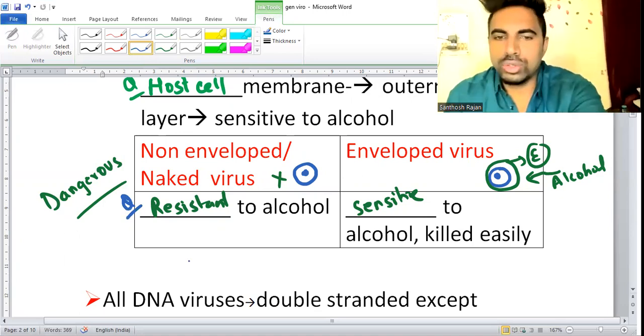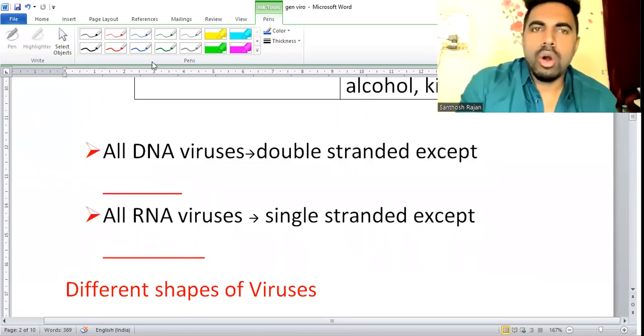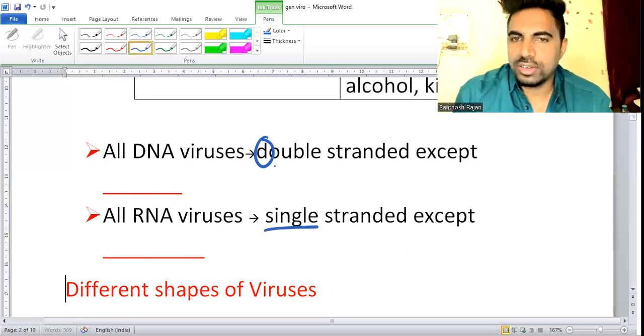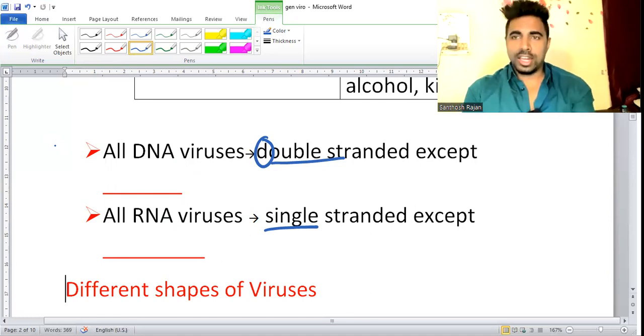Yeah. Good. Now let's go to other DNA viruses. All DNA viruses are double stranded, you know that. And all RNA viruses are single stranded, right? That's the basic concept. But there are exceptions. That was repeatedly asked. Can I get an answer for that?